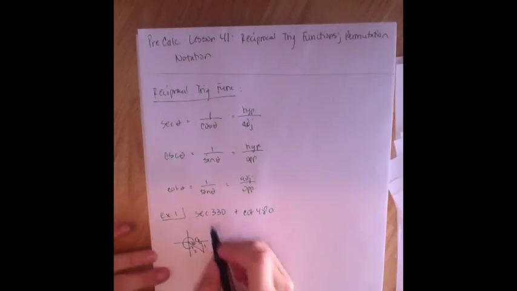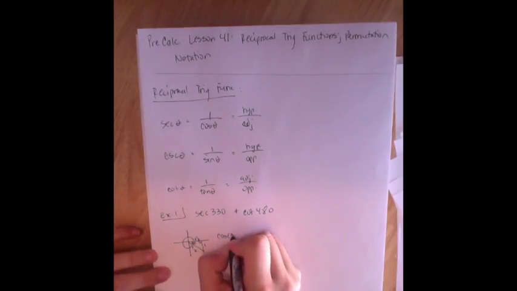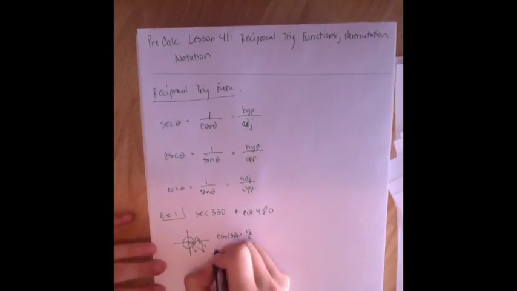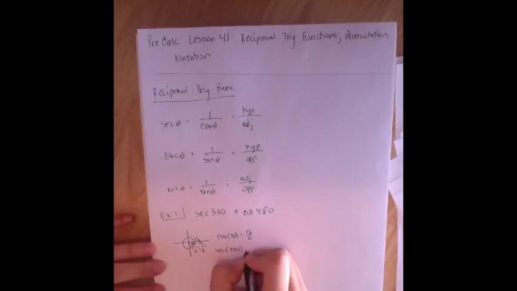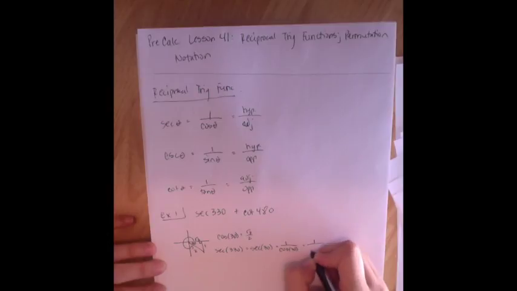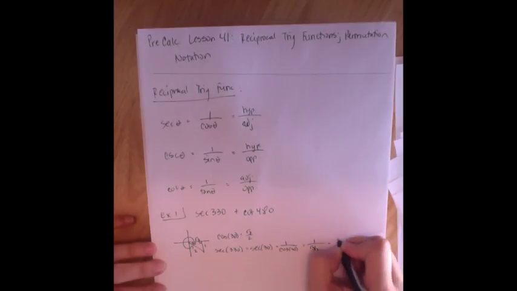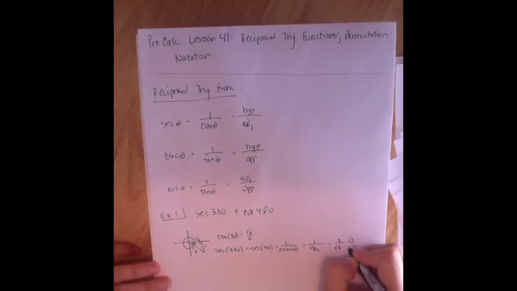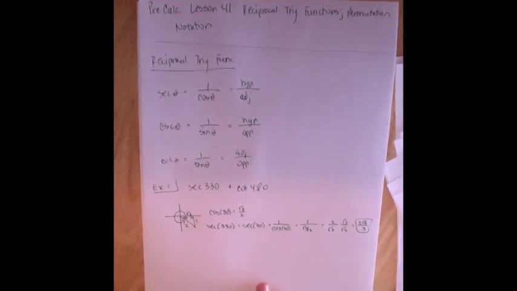Secant is 1 over cosine, so the cosine of 30 is root 3 over 2. So the secant of 330 is the same thing as the secant of 30, which is 1 over the cosine of 30. So we have 1 over root 3 over 2, or 2 over root 3. We could also find it by doing the hypotenuse over the adjacent. And we rationalize our denominator, giving me 2 root 3 over 3.